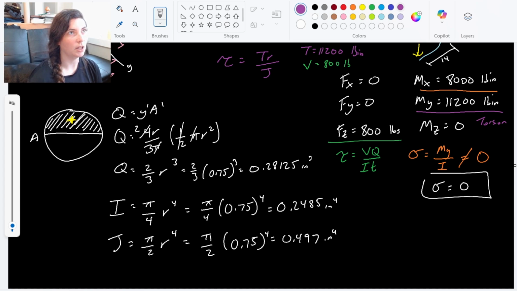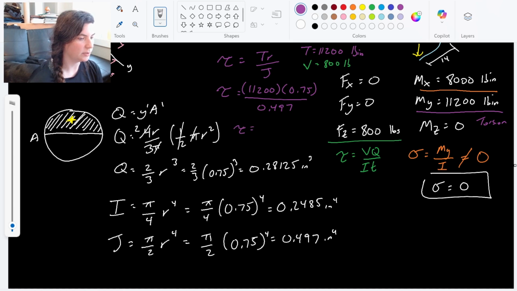So now we have all of our ingredients. We can go ahead and plug into our equations here. For torsion, our shear stress is going to be 11,200 times the radius, 0.75, all over the polar moment of inertia, 0.497. And that gives me a value of 16,901 psi.